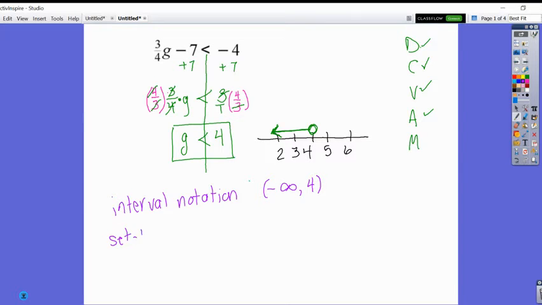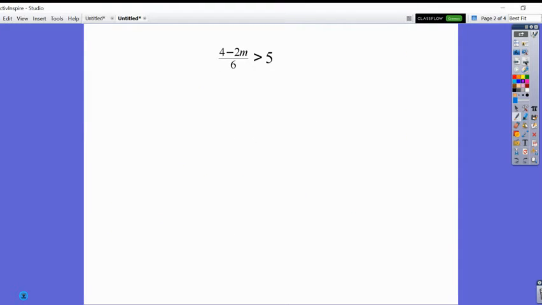Then we also have the set builder notation to discuss. Set builder notation is always going to have the curly braces at its open and close. We introduce what variable we're going to be talking about, variable G in this case. Then you do your vertical bar to indicate that you're done with the introduction and you're ready to get to the solution. Whatever solution it is that you have from your problem is what we're going to fill in. G is less than 4. There you go. Let's try another example.